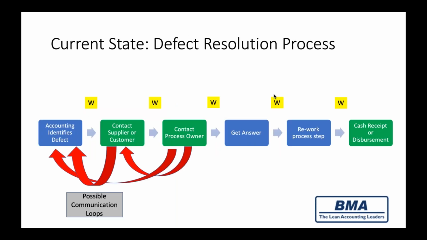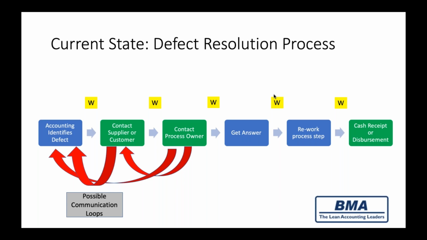Here's a typical current state of how a defect in payables or receivables is resolved, where accounting identifies the defect, then there's contacting the customer, the supplier, or maybe somebody internal, the process owner. What's the problem? You get an answer, you rework the process step, and finally you make the cash disbursement or process the cash receipt. All the while, the W's in yellow, there's a lot of waiting time in that process. You're sending emails, you're sending voicemails, you're waiting for responses. Many people get involved in this. And so the lead time, the total time to resolve a defect, takes a long time, but the actual work time is very little. And this is sort of the normal process.